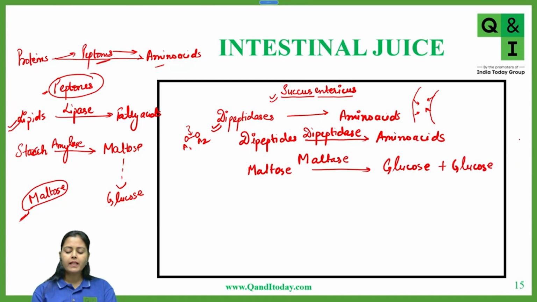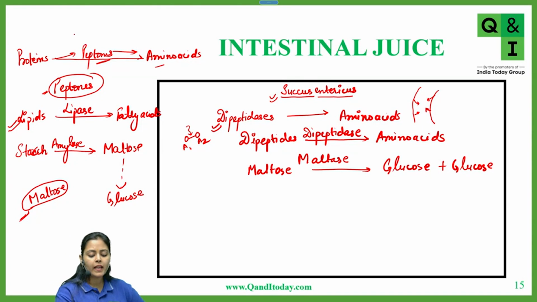Apart from this, it has several other enzymes also. Those enzymes you may not need to memorize, but finally, all of the digestion, there are several other enzymes also, like nucleases, proteases, and lipases. They're all present in succus entericus. The final aim of the digestion was to bring the smaller units of all these complex molecules, which is now achieved in the small intestine.